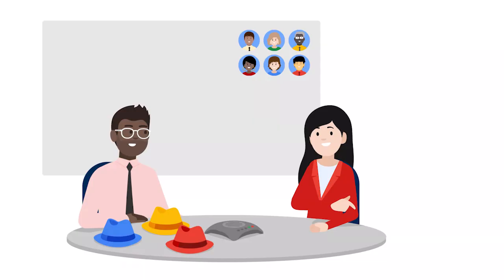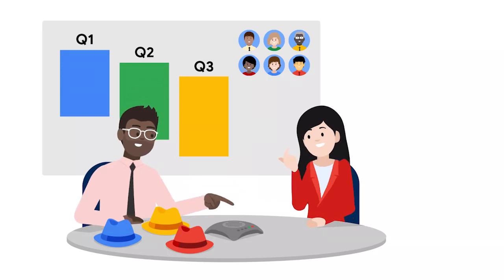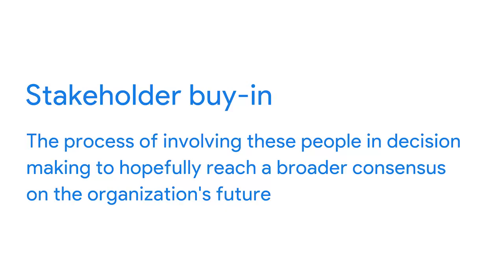How you engage your stakeholders from this point on depends on your particular situation. There are different ways to involve each stakeholder, and you have to be strategic to get helpful and relevant input from the right people at the right time. You want to meet with some stakeholders every single day, and others you'll just send periodic updates to. Stakeholder buy-in is the process of involving these people in decision-making to hopefully reach a broader consensus on the organization's future. To get stakeholders to buy in on the project, you'll have to pay particular attention to your high-impact stakeholders and make sure they feel looped in.